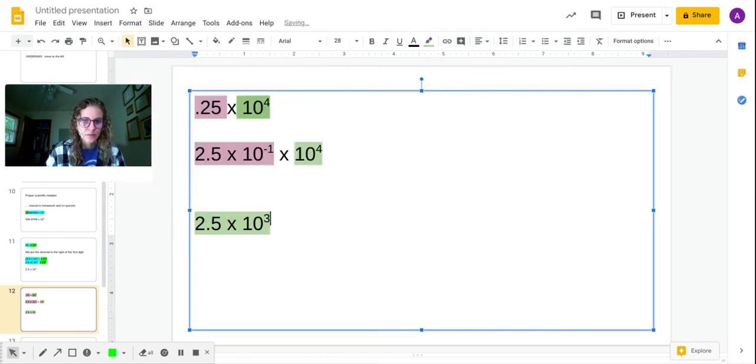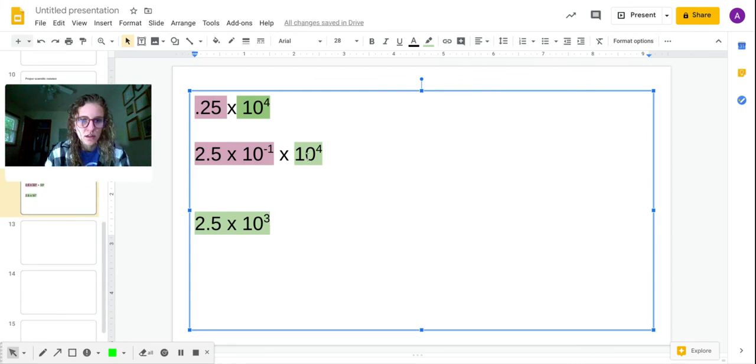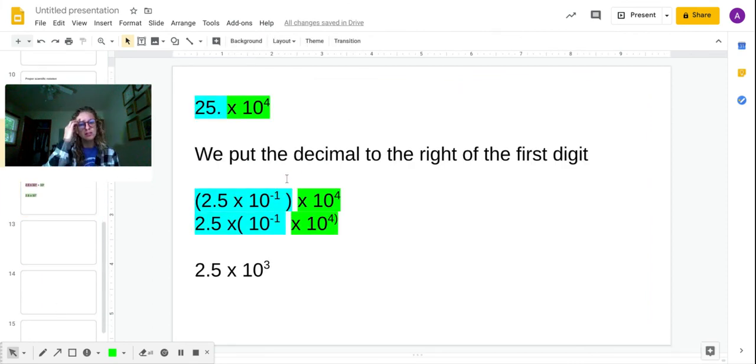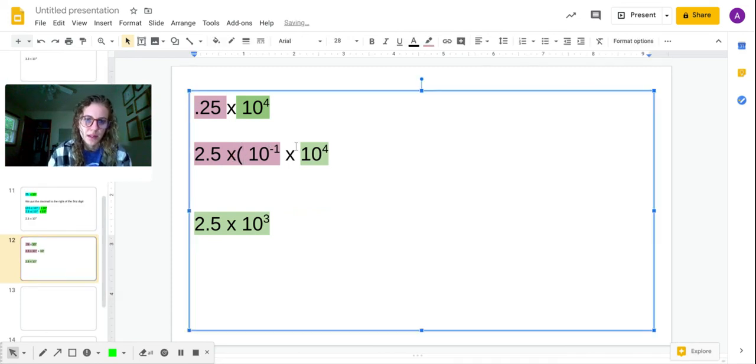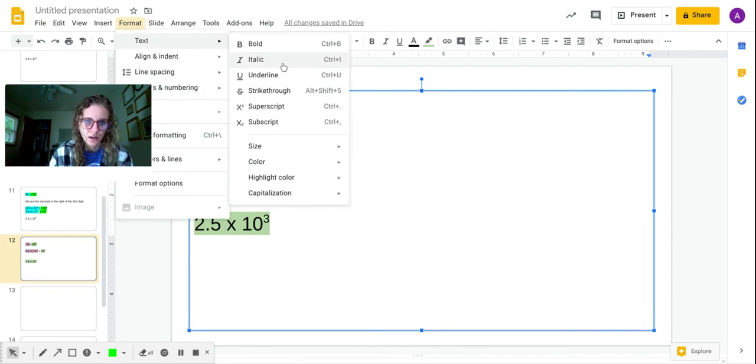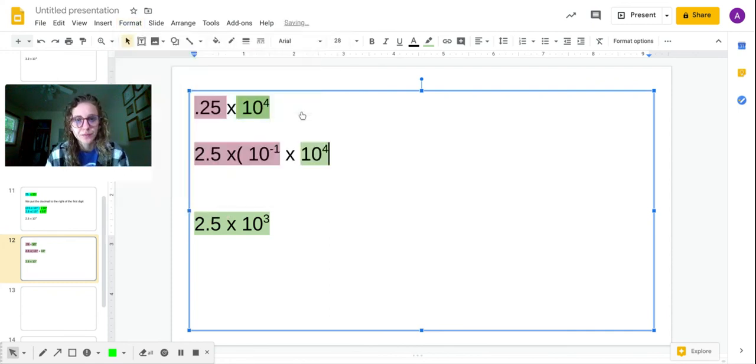Okay, right? Times 10 to the 3rd, okay? Because when we have a 10... Oh, so this is another good thing to know. When you're multiplying exponents, they have to have the same base. So, right, these are both 10 to a power. We have 10 to the negative 1 and we have 10 to the fourth. You can just add these. When you multiply, you add. Okay, so negative 1 plus 4 is 3.